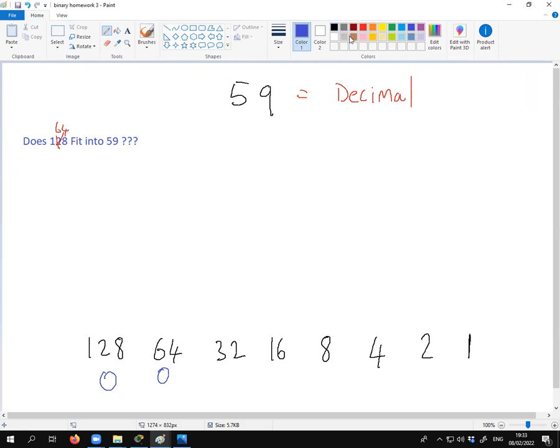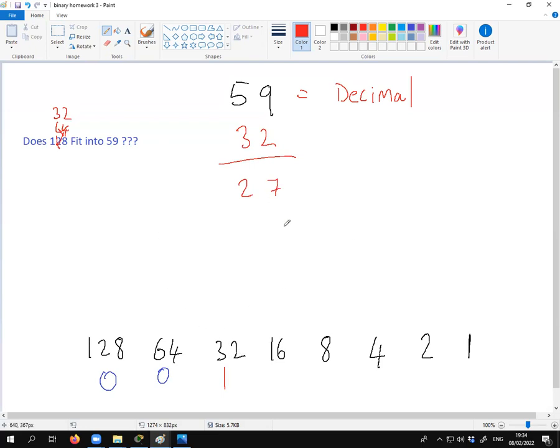Now, does 32 fit into 59? Yes. So you put a 1 value to indicate there is a 32 numerical value in here. You put it in and you subtract, because what you're doing is fitting 32 into 59. You subtract and you're left with 27.